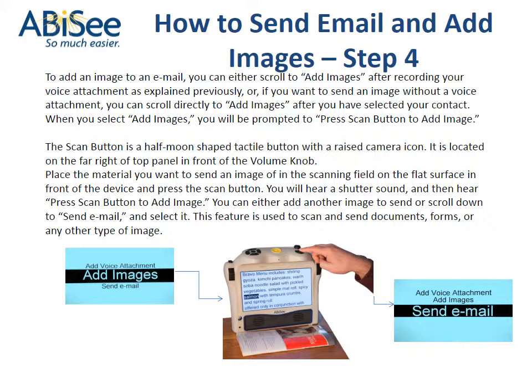Place the material you want to send an image of in the scanning field on the flat surface in front of the device and press the Scan button. You will hear a shutter sound, and then press Scan button to add image. You can either add another image to send, or scroll down to Send Email, and select it. This feature is used to scan and send documents, forms, or any other type of image.